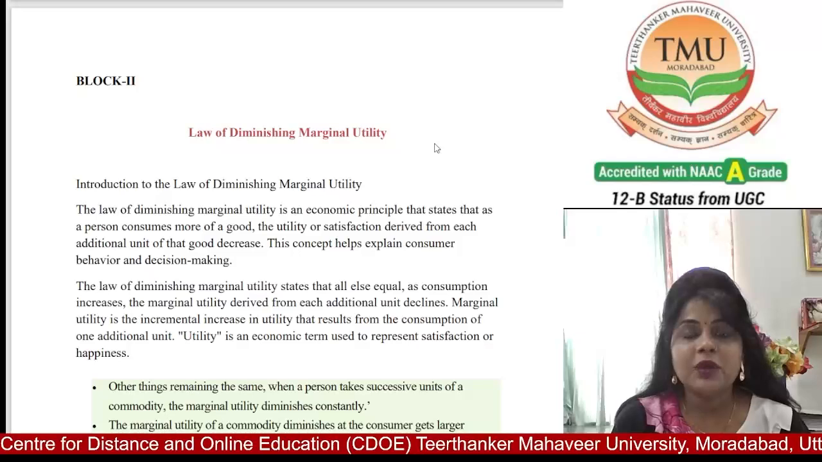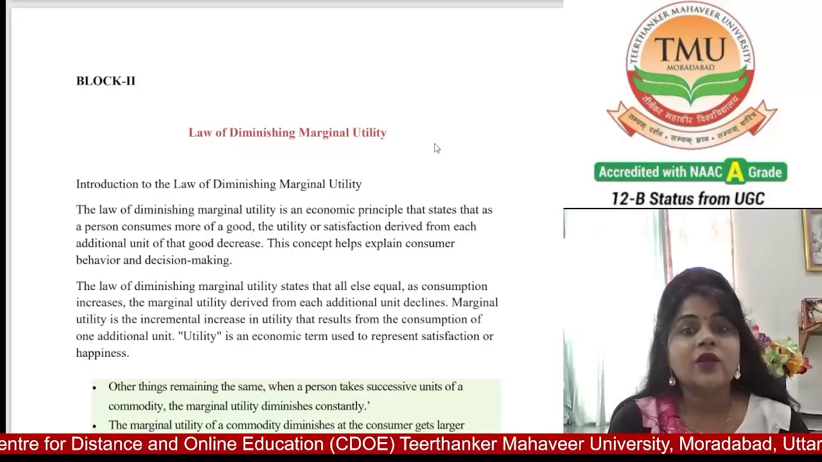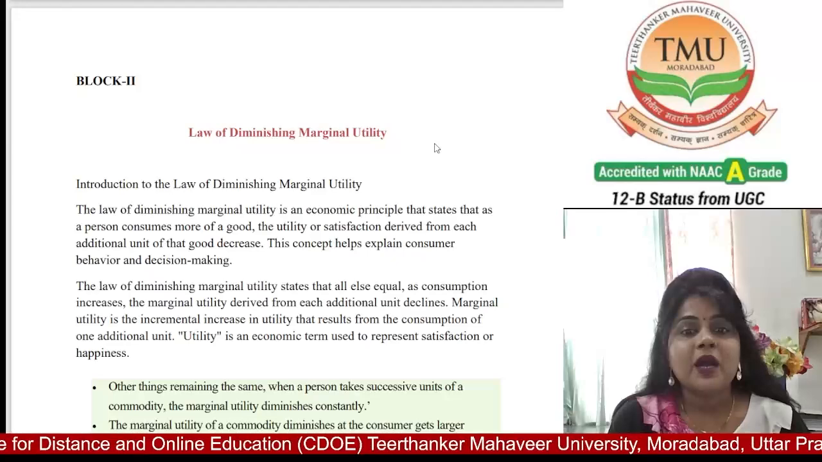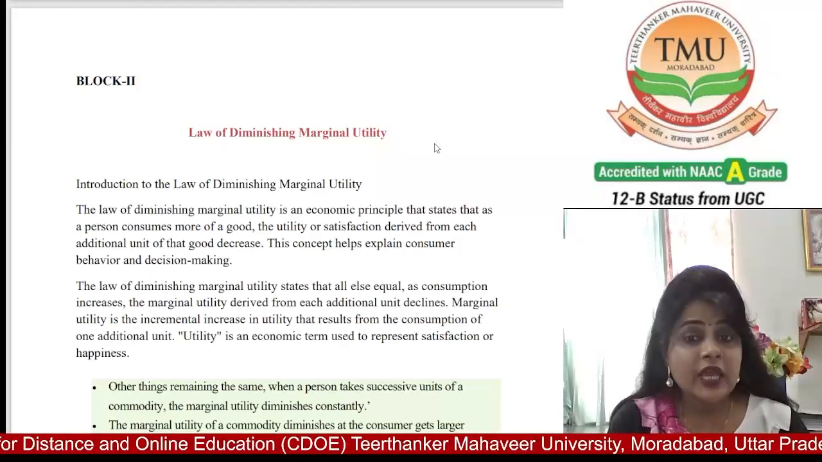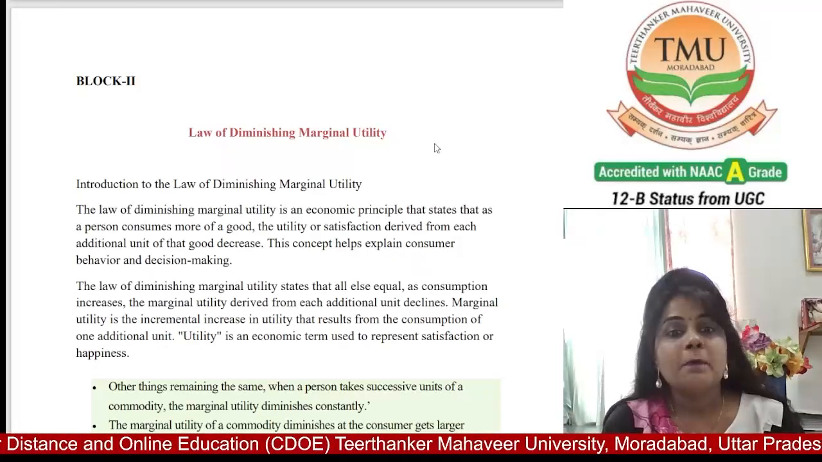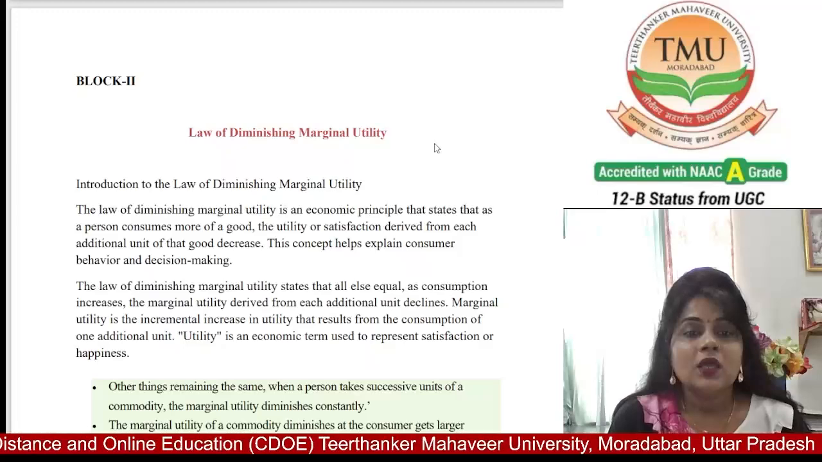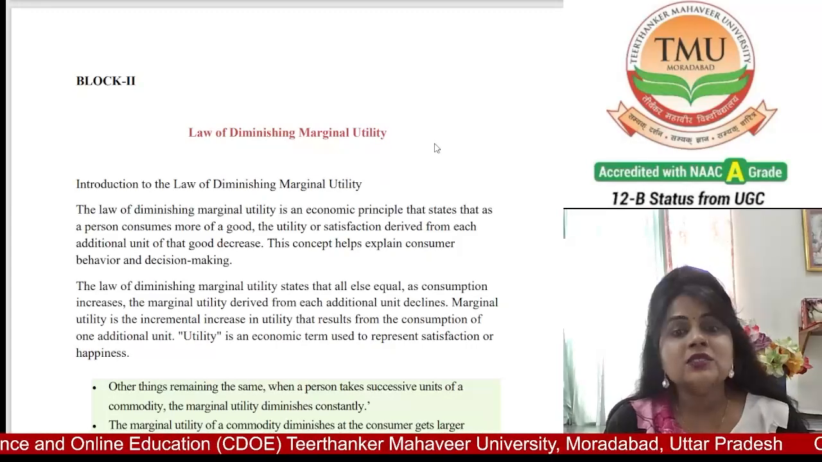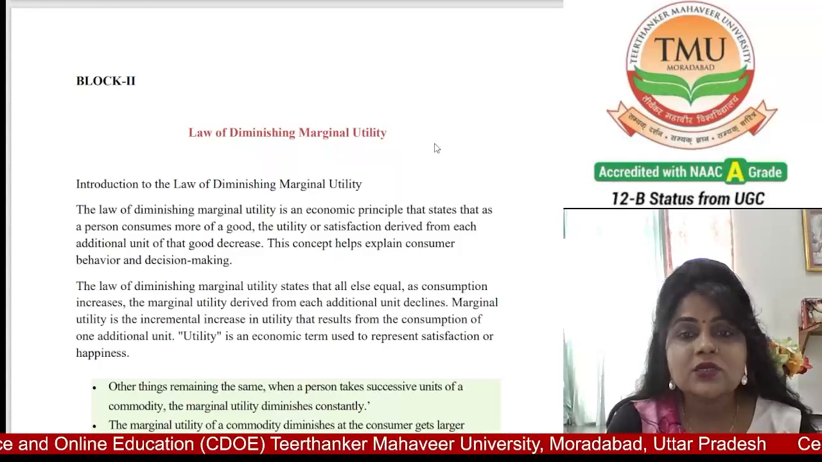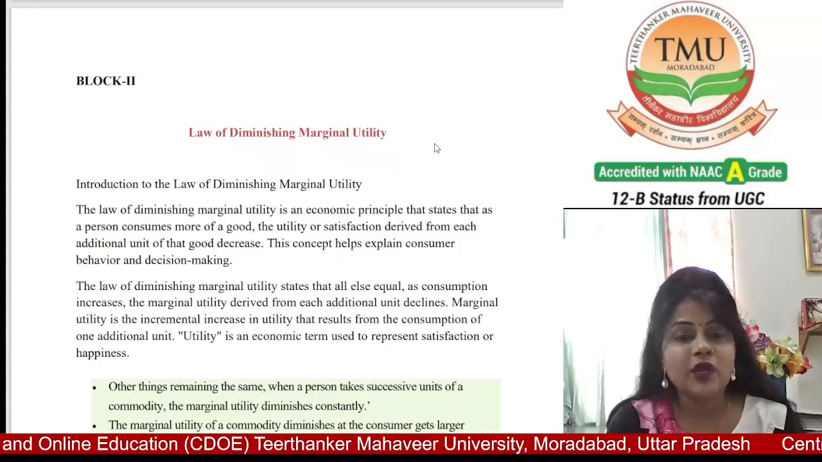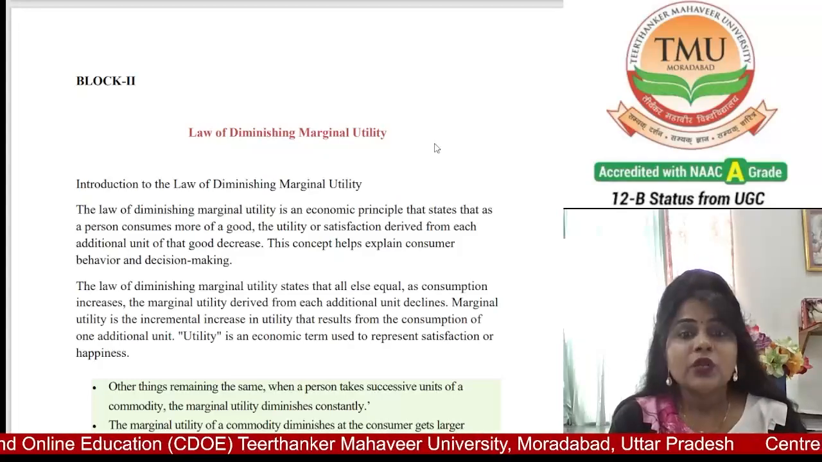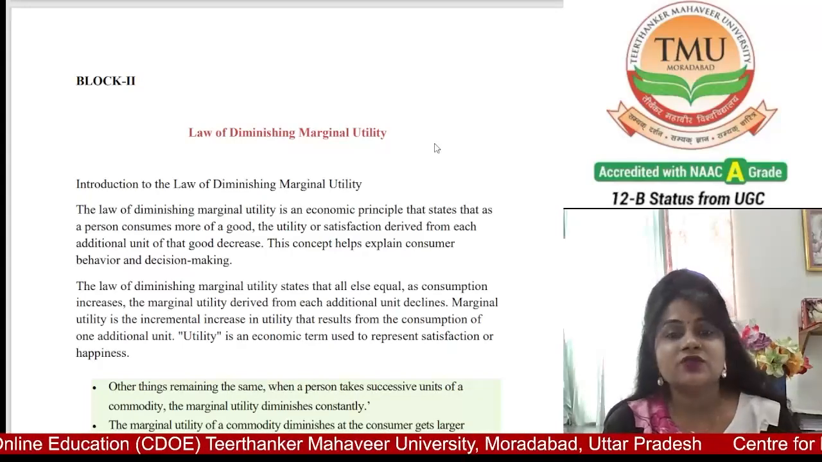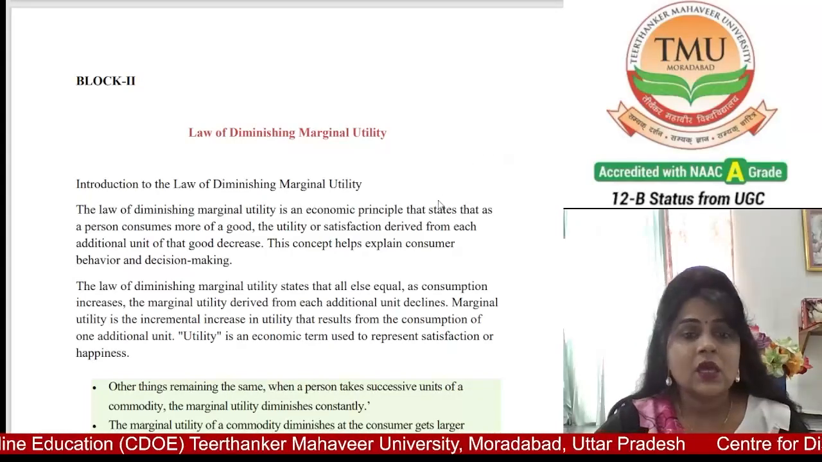The law of diminishing marginal utility states that, all else being equal, as consumption increases, the marginal utility derived from each additional unit declines. Marginal utility is the incremental increase in utility that results from the consumption of one additional unit. Utility is an economics term used to represent satisfaction or happiness.